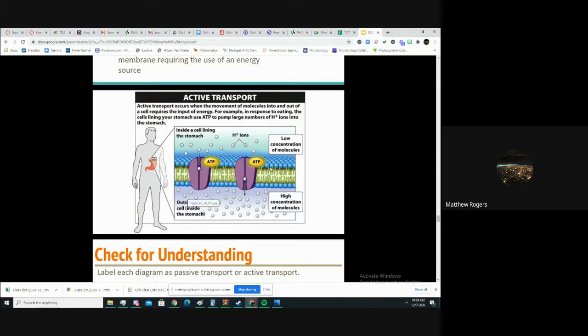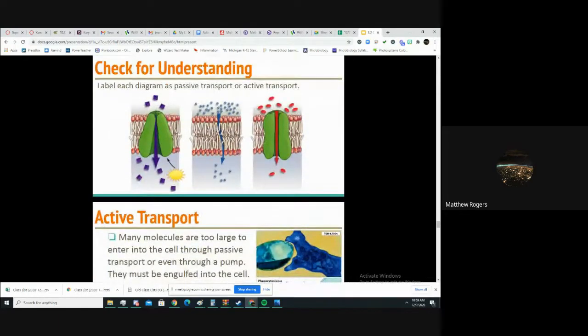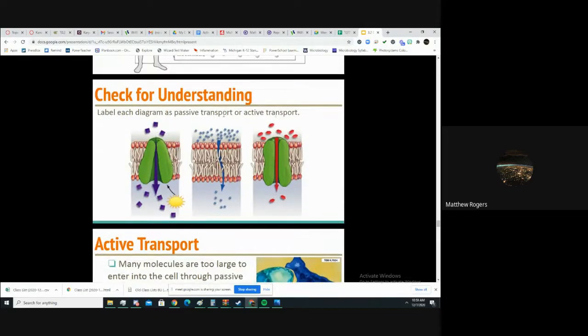So this is another picture you could draw for your cell active transport drawing project a little bit. So let's take a look here. Label each diagram as passive transport or active transport. So here we're moving from 1, 2, 3, 4, 5, 6, 7, 8 to 1, 2.